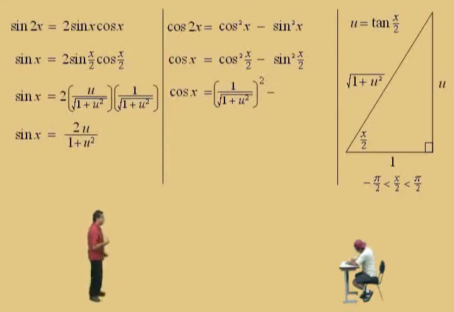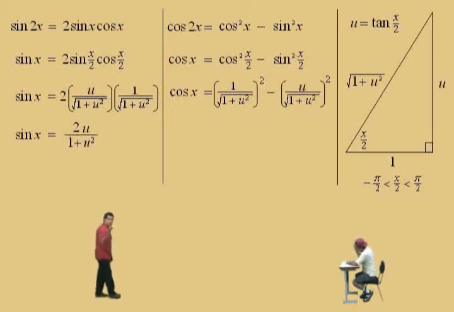And similarly, we're going to square the sine of x over 2. What is that, Charlie? U over square root of 1 plus u squared, that's what it is. And now we're going to go ahead and square this. If we square the first one, what do we get, Charlie? 1 over 1 plus u squared.